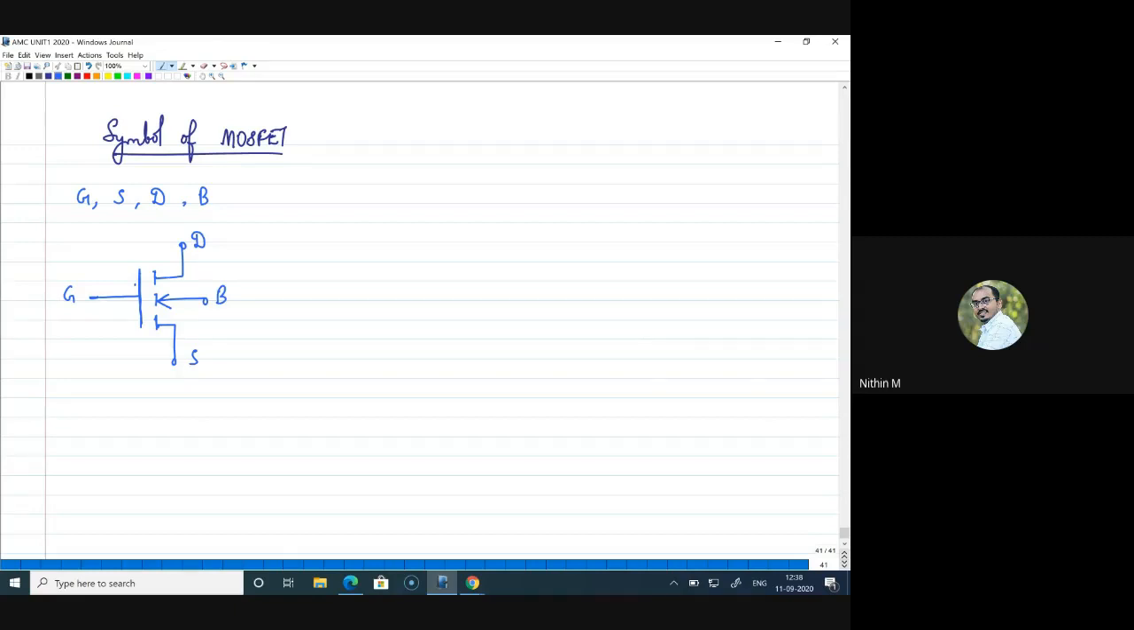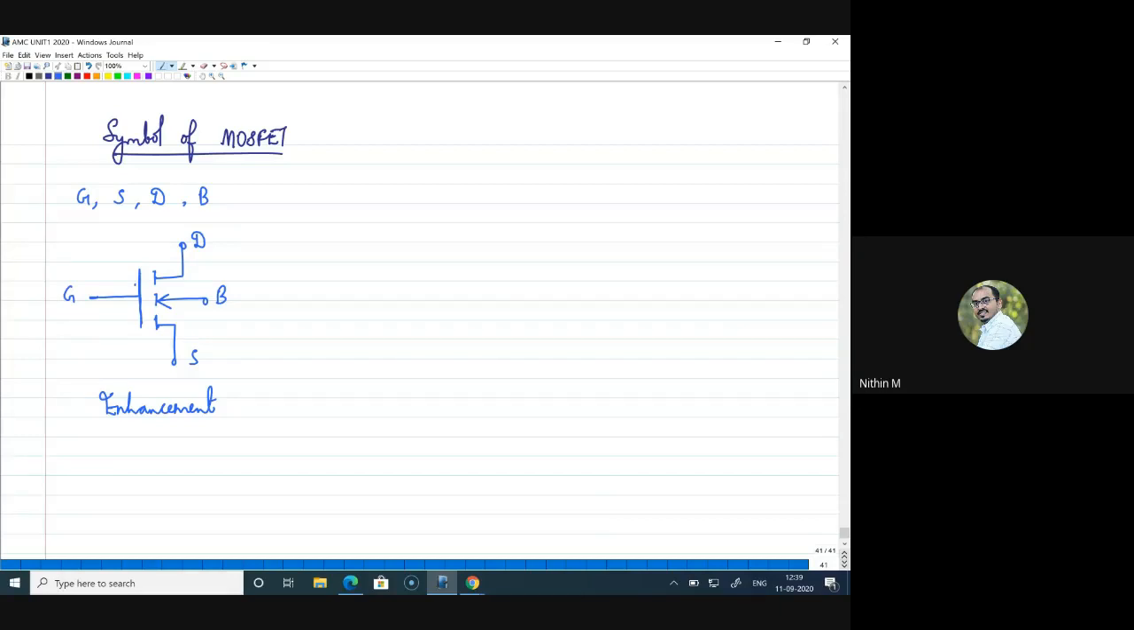If you look at the breaks here, drain, body, and source terminals are shown as isolated. This represents that this is an enhancement MOSFET, meaning there is no connection between drain and source when the device is off or when we are not giving any potential. So naturally it is an off device, and current cannot flow between drain and source. That is shown by the break in the symbol.